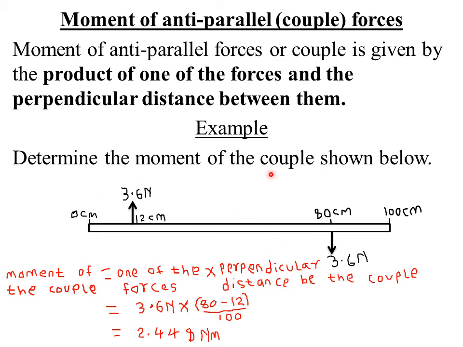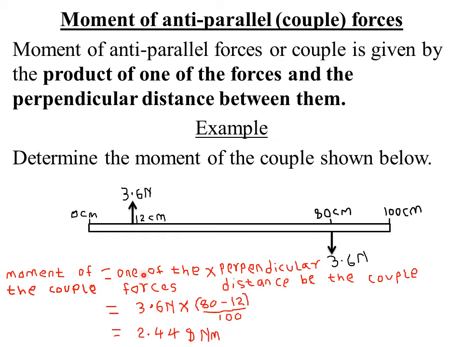We are required to determine the moment of the couple. The moment of the couple is the product of one of the forces and the perpendicular distance between the two forces forming the couple. Remember, product in mathematics means multiplication, because there is a very close correlation between physics and mathematics, as most concepts in physics are expressed mathematically.